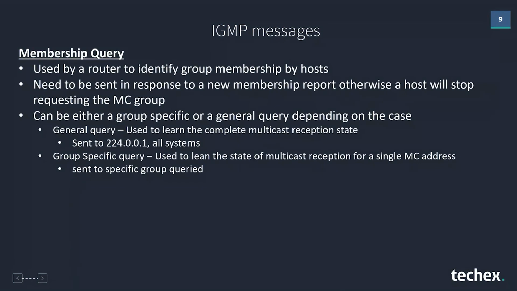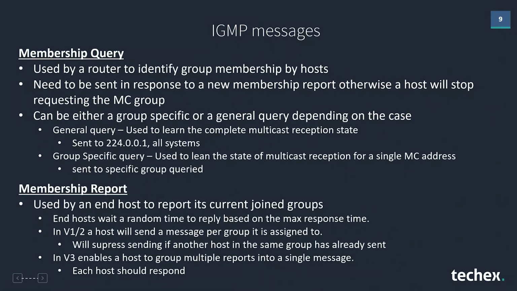IGMP messages. We have a range of messages. To start off with, we have the query. This is used by a router to identify what group memberships are requested by hosts. They can form two types. There's a general query and then there's a specific query. The general query is basically saying everyone, all systems, so it's sent to 224.0.0.1, the all systems multicast group, and it says, what multicast groups are you interested in?